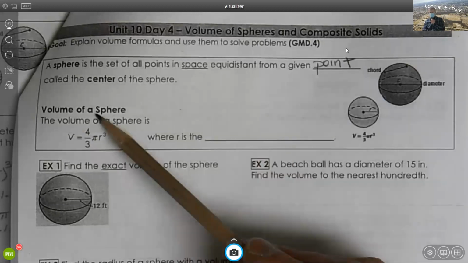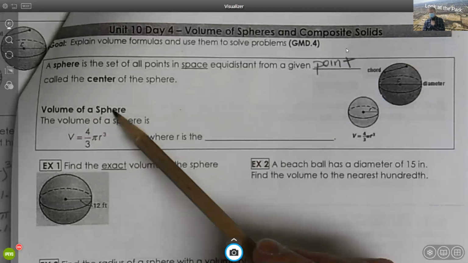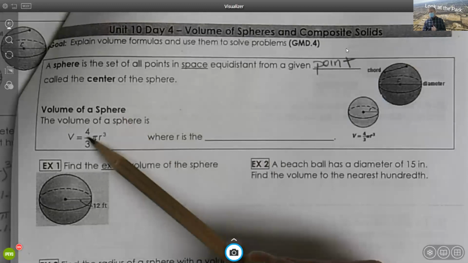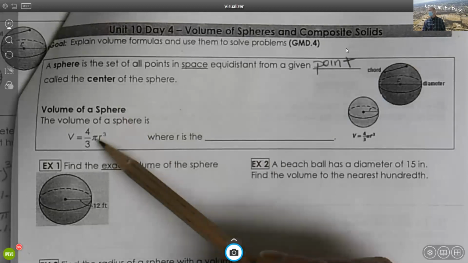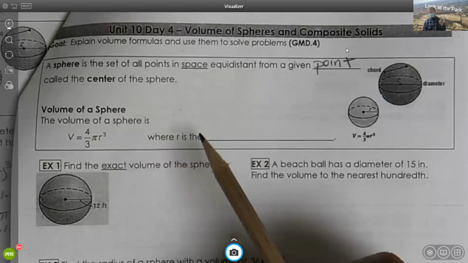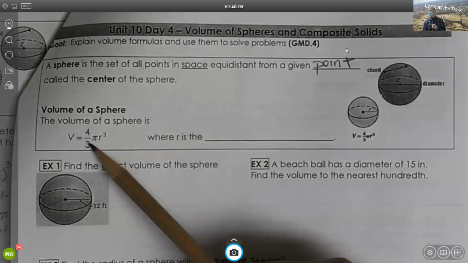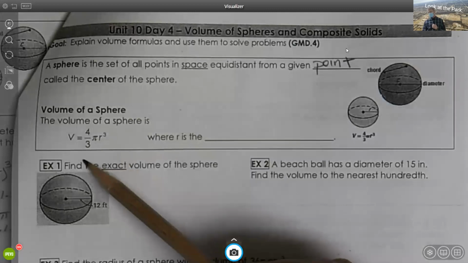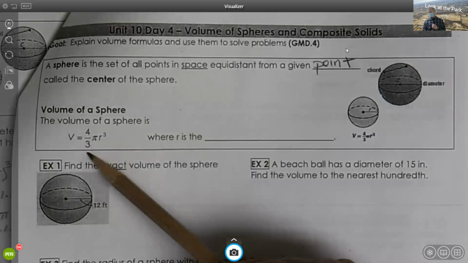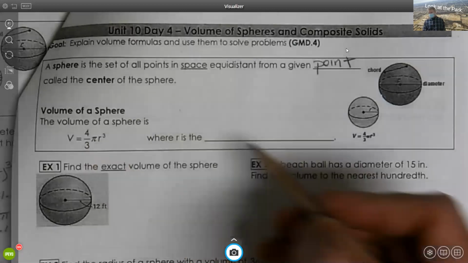So when we calculate the volume of a sphere, we've been talking about how many of our shapes are 1/3. 1/3 base times height is the cone and the pyramid. This one, similar to that, it's not 1/3, but it's 4/3 pi r cubed, where r is the radius.